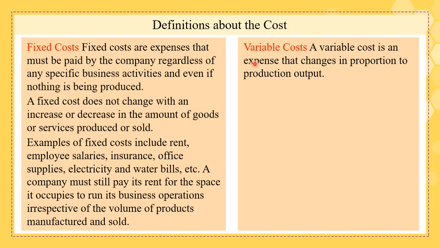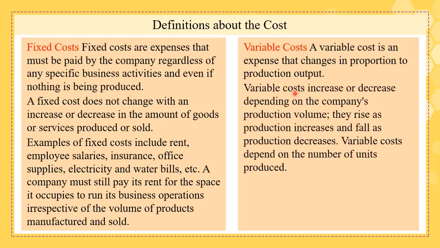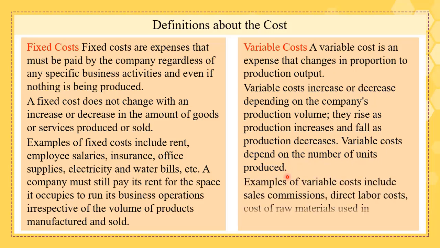Second, variable costs. A variable cost is an expense that changes in proportion to production output. Variable costs increase or decrease depending on the company's production volume. They rise as production increases and fall as production decreases. Variable costs depend on the number of units produced. Examples of variable costs include sales commissions, direct labor costs, cost of raw materials used in production, utility costs, etc.